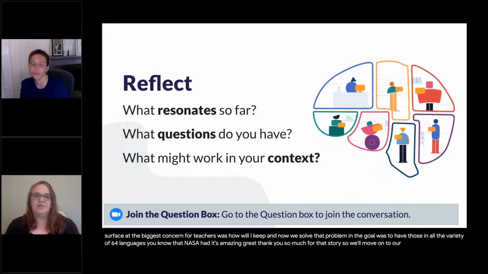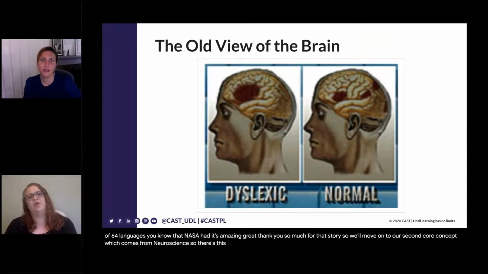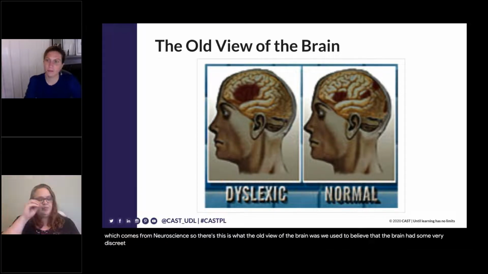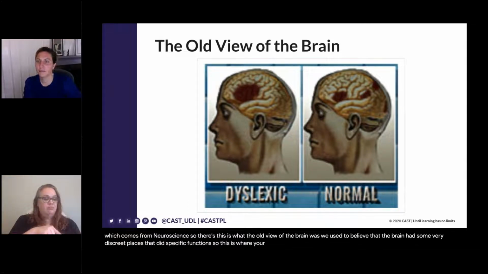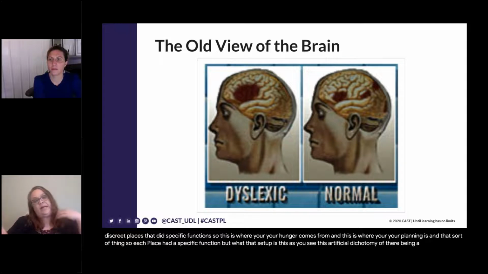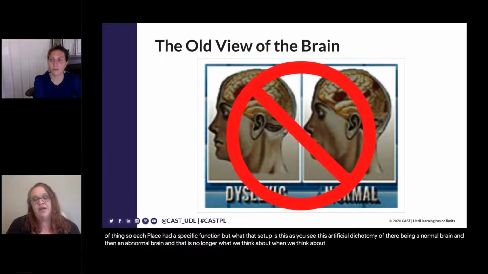So we'll move on to our second core concept, which comes from neuroscience. This is what the old view of the brain was. We used to believe that the brain had some very discrete places that did specific functions. So this is where your hunger comes from, and this is where your planning is, and that sort of thing. So each place had a specific function. But what that set up is this artificial dichotomy of there being a normal brain and then an abnormal brain. And that is no longer what we think about when we think about the brain.